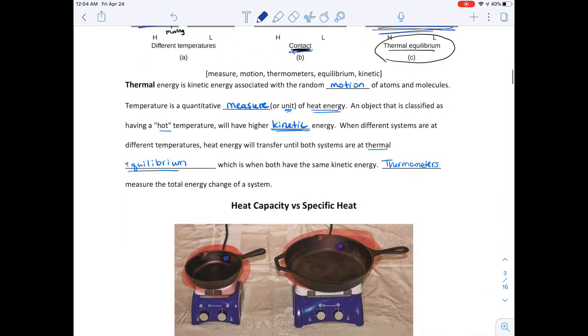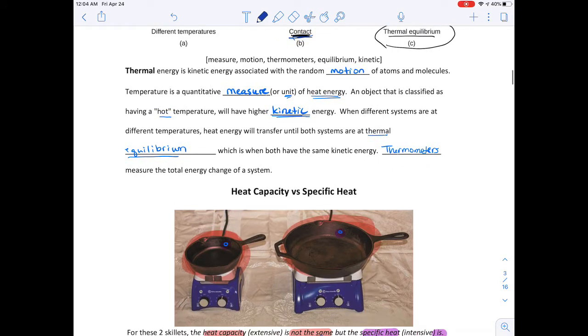So thermal energy is kinetic energy associated with random motion of atoms and molecules. Temperature is how we measure it. So heat is the energy, and temperature, we measure the temperature changes of heat energy. So if it's hot, it's going to have higher kinetic energy. And again, they go to thermal equilibrium.